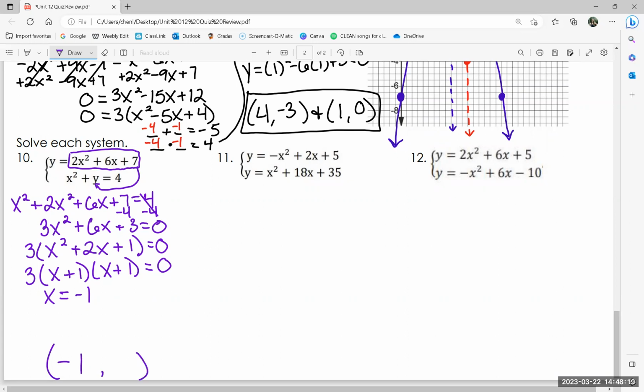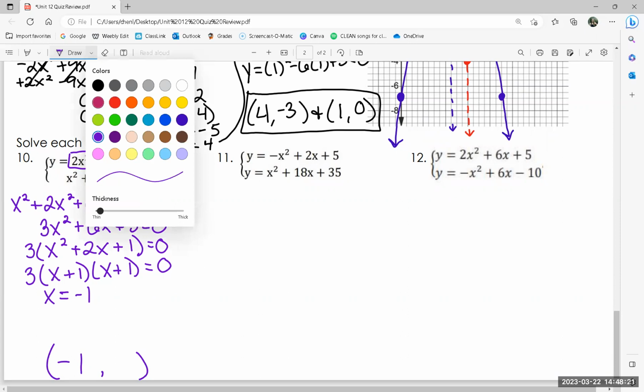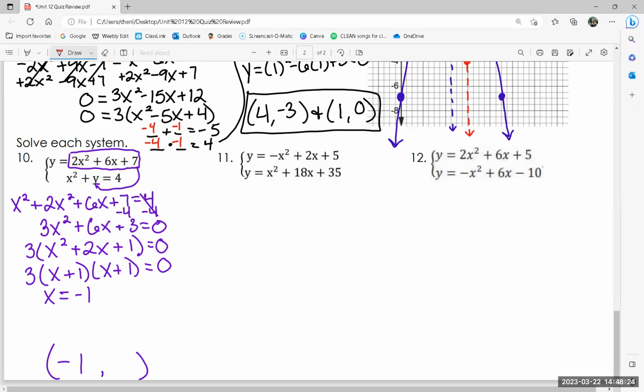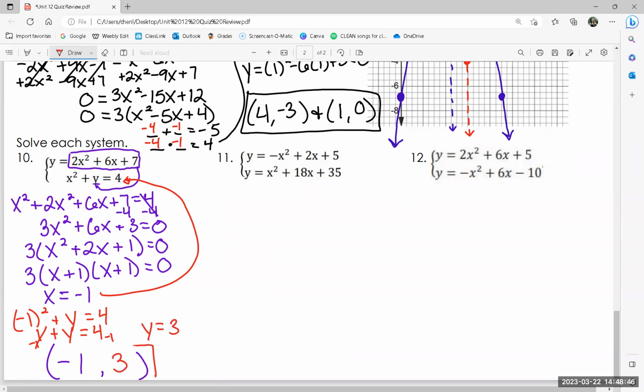To then find the y coordinate of this value, we're going to plug back in. Does not matter where. To me, this bottom equation looks easier, less values. So we have x squared, so that'll be a -1 squared plus y, we don't know that, equals 4. That's 1 plus y equals 4. So subtract 1 from both sides, y equals 3. And that concludes that point of intersection.